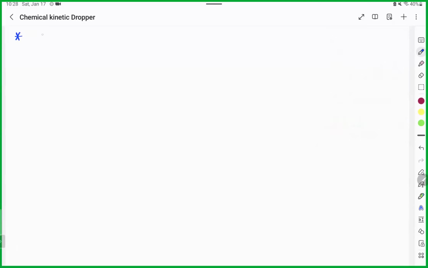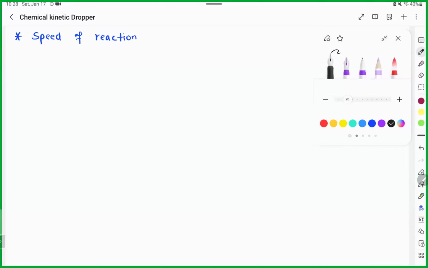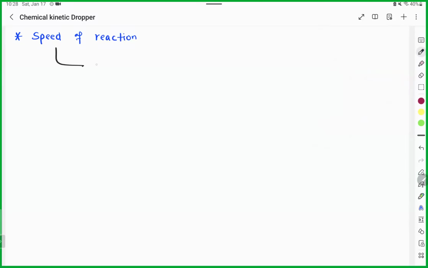So as we are doing chemical kinetics, it is about the speed of reaction. Is the reaction speed slow, medium, or fast? For example, some reactions are rapid or fast reactions. There are three types of reaction: fast, slow, and medium. But what is more important is these three types of reaction, correct?